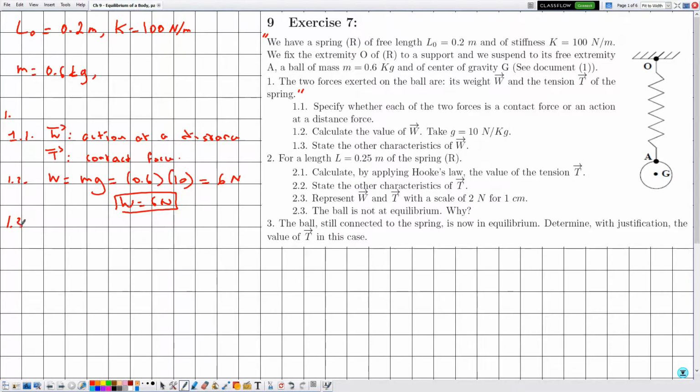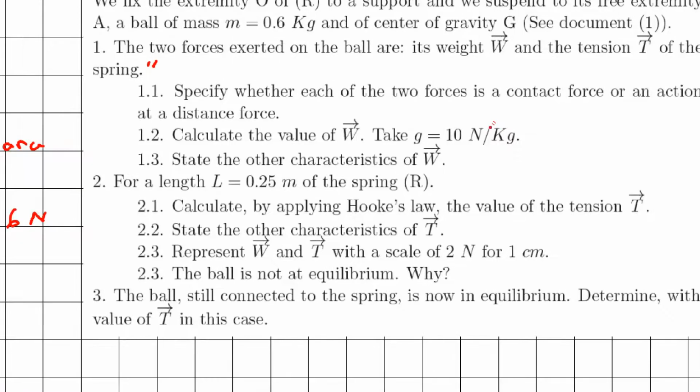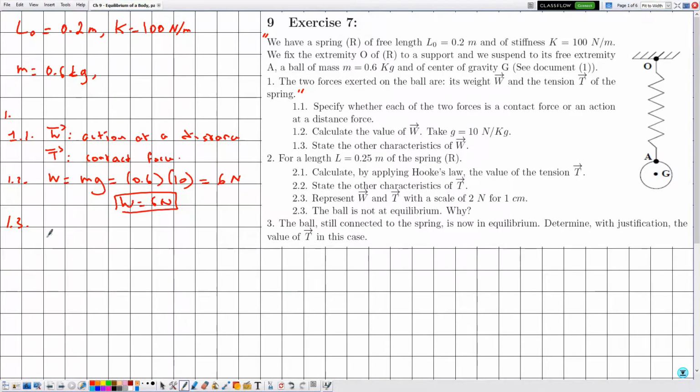Now in 1.3 they are telling us to state the other characteristics of W. And we know that the characteristics are given by the point of application, the line of action, the direction, and the magnitude. And here other refers to the point of application, the line of action, and the direction, because already on 1.2 we have discussed the magnitude.